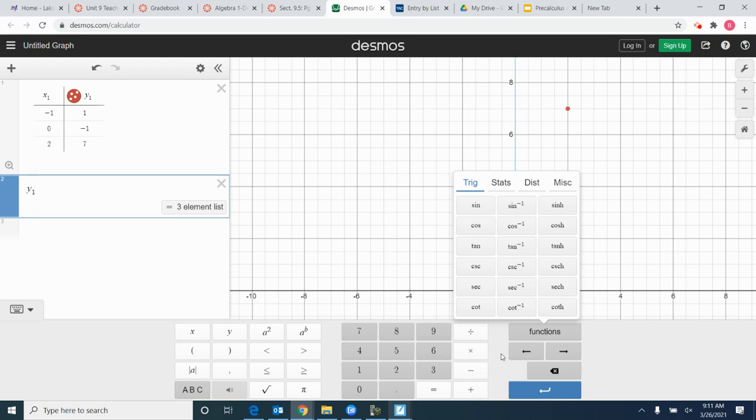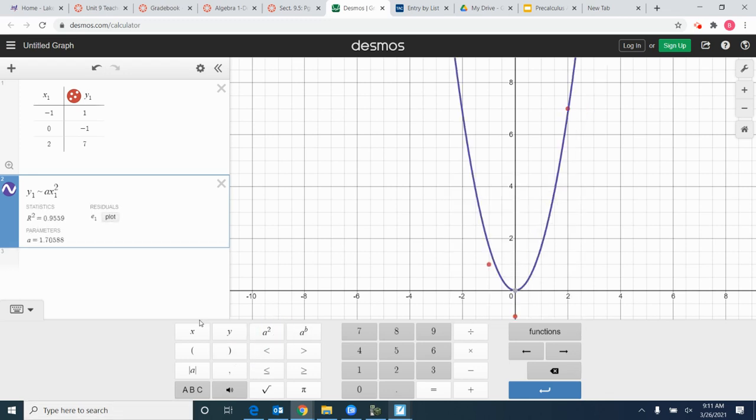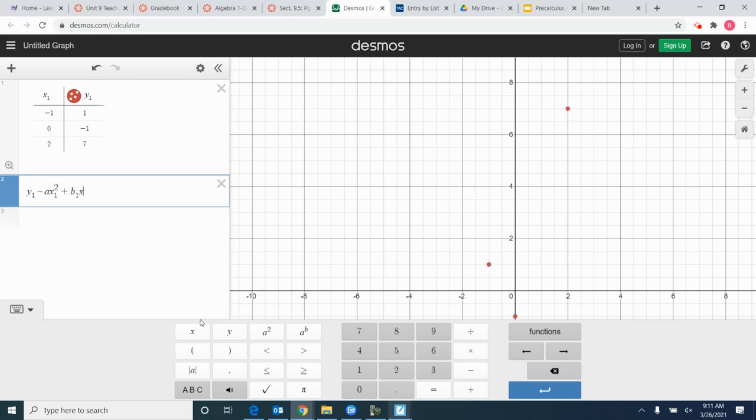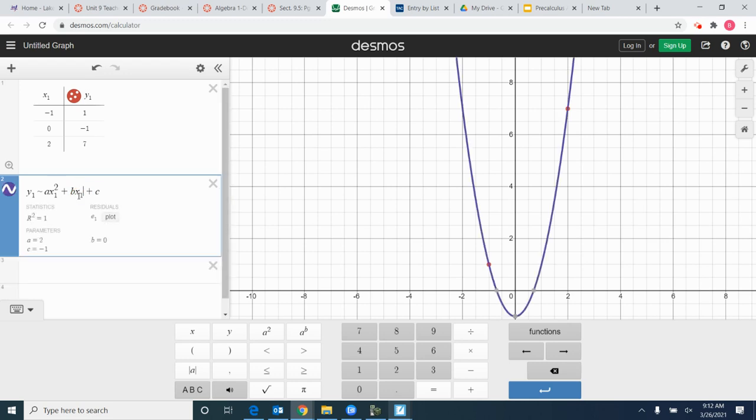So shift, and then the next there, and then we hit ax sub 1 squared, which would be here, plus bx plus c. And it didn't work. No, it shouldn't be b sub 1. It's bx sub 1. Get it right. Oh, there we go.